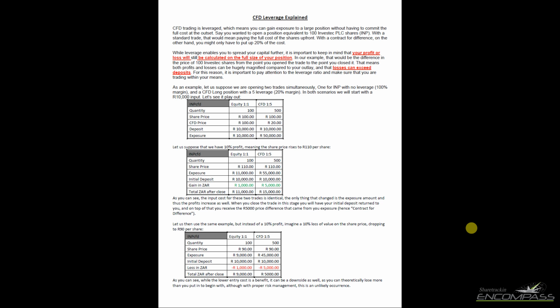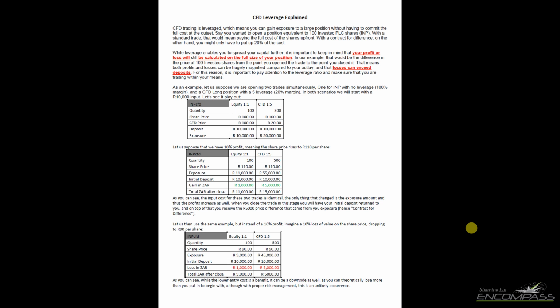So your exposure here on the equity side would be 10,000, and you're making money on the 10,000, whereas on the CFD side, your exposure is much larger, 50,000, so you'll be making profit on that. Talking about profit, let us suppose that the share does go into 10% profit, meaning that now the share price has risen to 110 Rand per share.